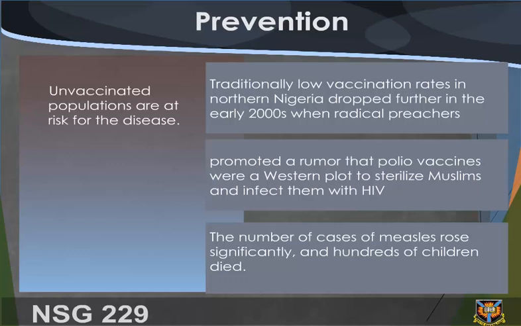Unvaccinated populations are at risk for the disease. Traditionally, low vaccination rates in northern Nigeria dropped further in the early 2000s when radical preachers promoted a rumor that polio vaccines were a Western plot to sterilize Muslims and infect them with HIV. The number of cases of measles rose significantly and hundreds of children died.